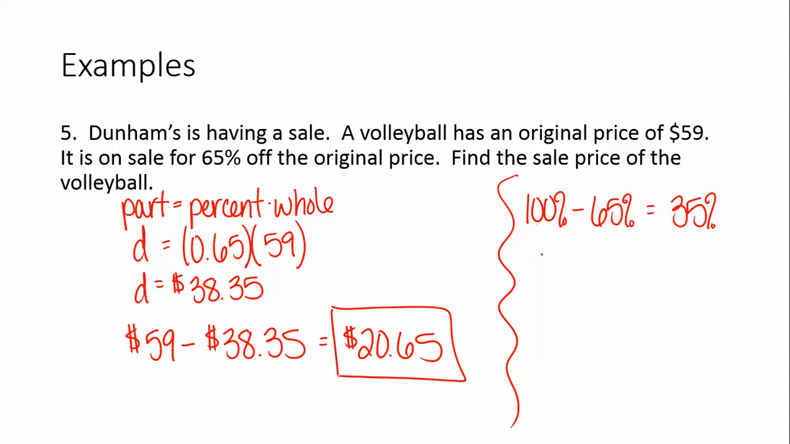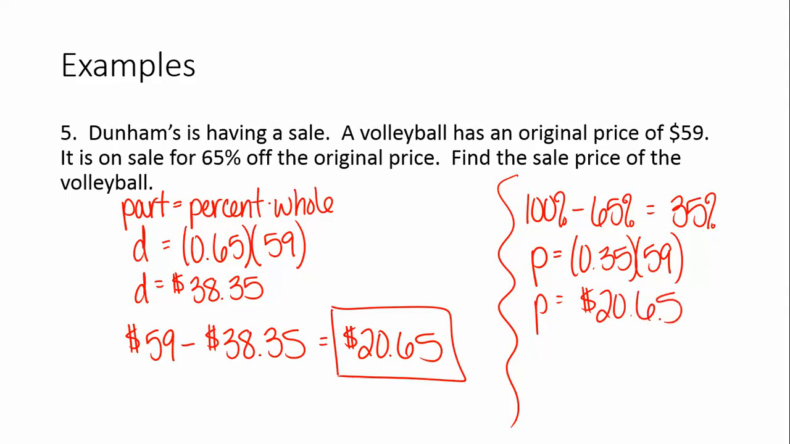So in this example, if P represents the price, and again we're using part equals percent times whole, we're going to take 0.35 times the original price, because this is what the customer is paying, 35%. And here we get 0.35 times 59 is $20.65. So you still get the same answer, two different methods. Here I subtracted what the percentage off was, or what the discount was. And on the right hand side, we figured out what the customer was actually going to pay and found it that way.